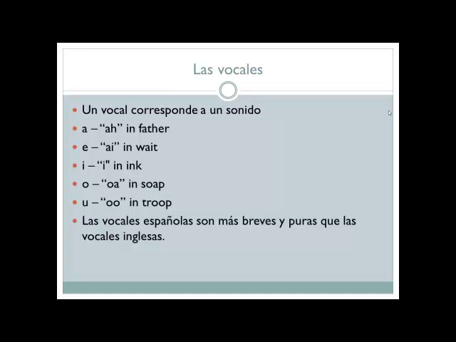One important distinction here is that las vocales españoles son más breves, shorter, y puras, que las vocales inglesas. So where in English, for example, with the O in soap, if you say the word soap in English, you'll notice that it's kind of two sounds put together. It's O. We close our mouth at the end and say O. In Spanish, that does not happen. So for example, the word oso. It's not oso. It's oso. And you'll notice that O sound is much shorter and pure, more of a pure sound than the English equivalent.